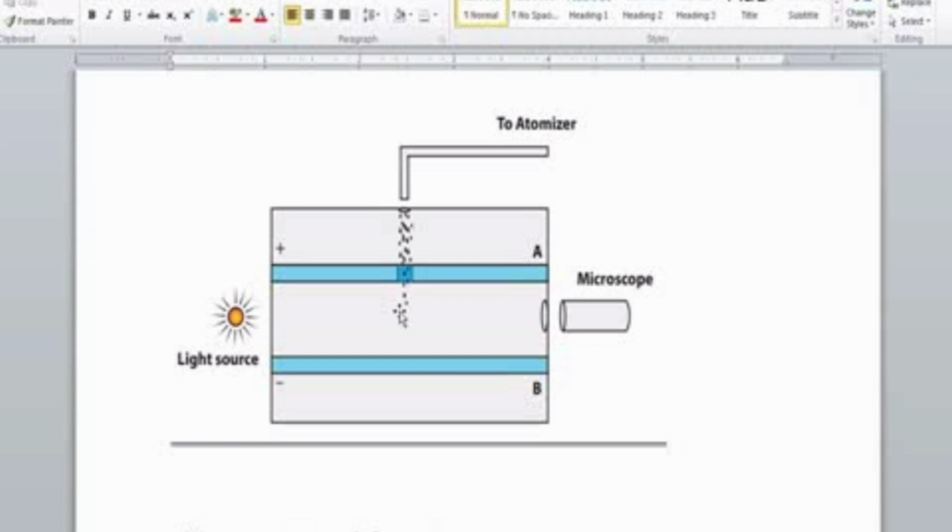Okay. So in this atomizer, there is a highly viscous liquid, glycerin. Highly viscous. Viscous, you know the viscous force. Viscous means it is a frictional force between two layers of the liquid.